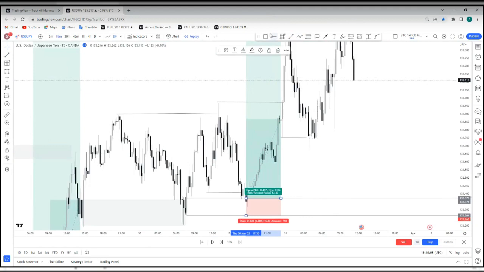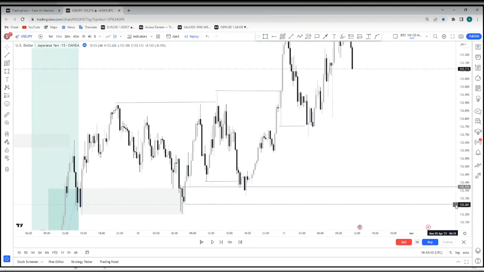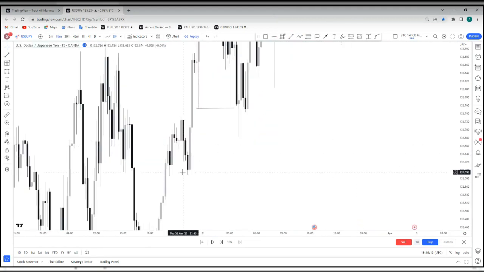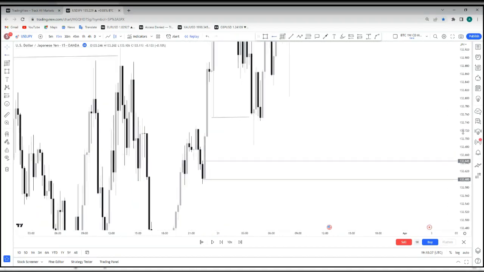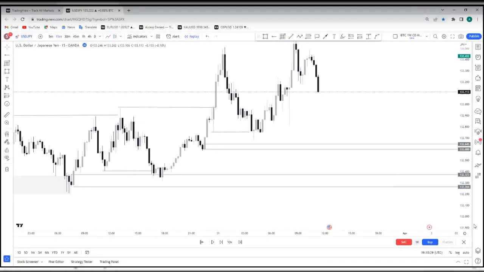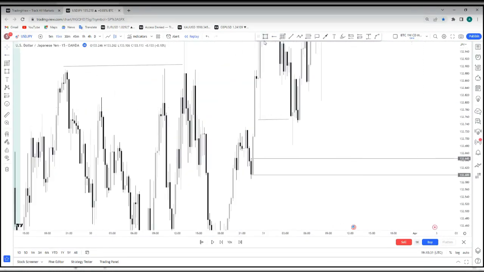Let me give you another thing. Now, look at this place. Look at this thing. We have what? Other block. We have this demand. This demand broke this one. So if I'm meant to mark it, I'll mark it from here to here. But can you see that this price did not come back and mitigate this thing? Why? It's because we have a breaker block.